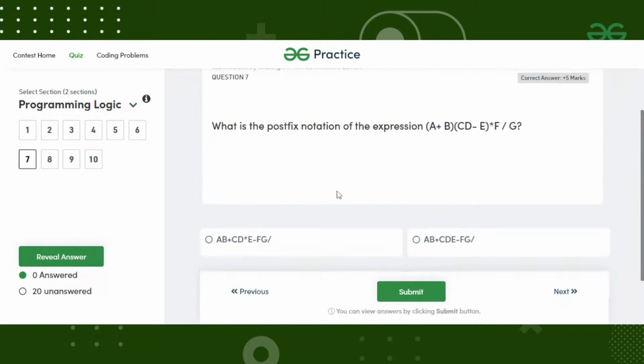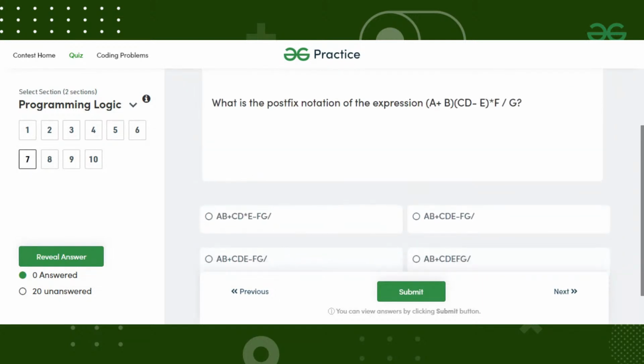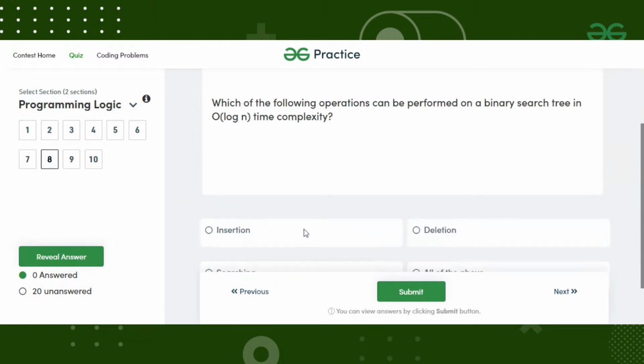Next, we have a postfix notation. We have to find this, so we can do this with the help of a stack, and with the associativity of the operators. You can simply keep on pushing inside the stack, and you can keep on checking the associativity. So, by doing that, the correct answer to this question is option A. Sorry, option B will be the correct answer for this question. Next, we have eighth.